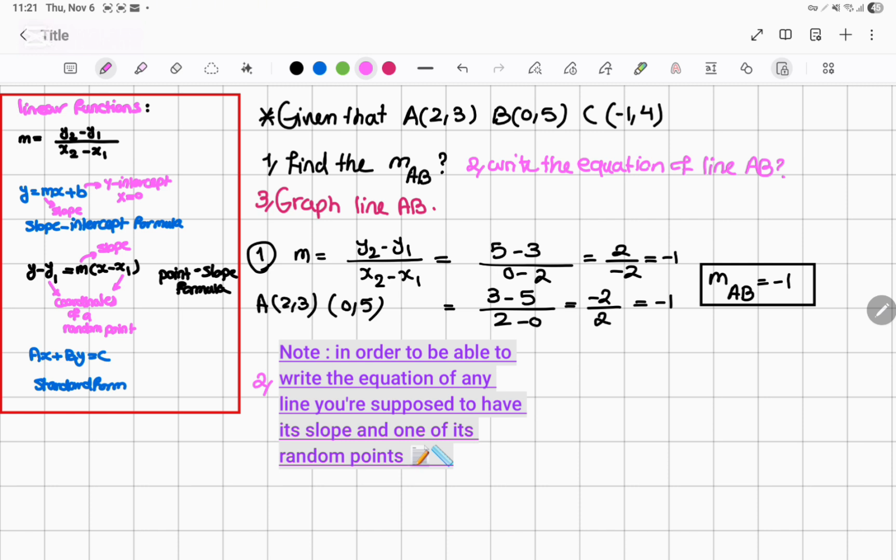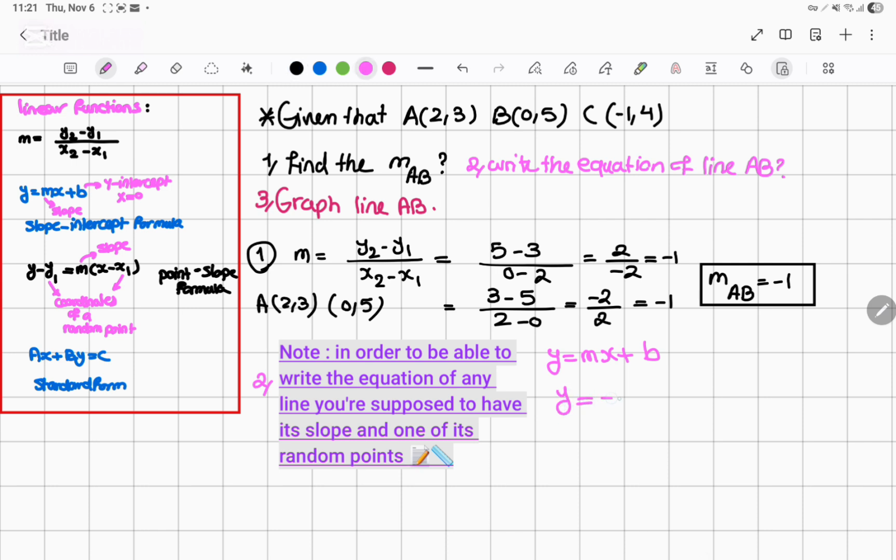So it doesn't make any difference. But here, as I know that b is my y-intercept, the point in which x is 0, it's much easier for me to use the slope-intercept formula and use b. So the slope-intercept formula is y equals mx plus b, in which m is the slope and b is the y-intercept. So I already found the slope from the previous part.